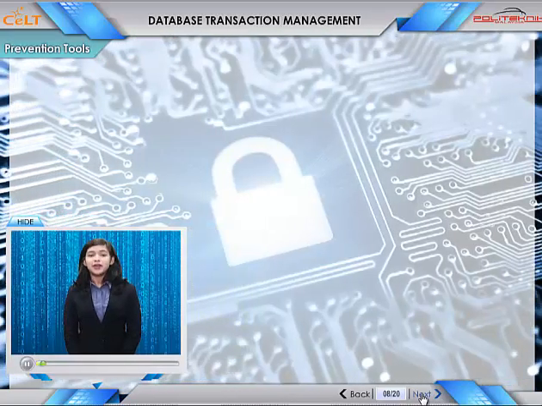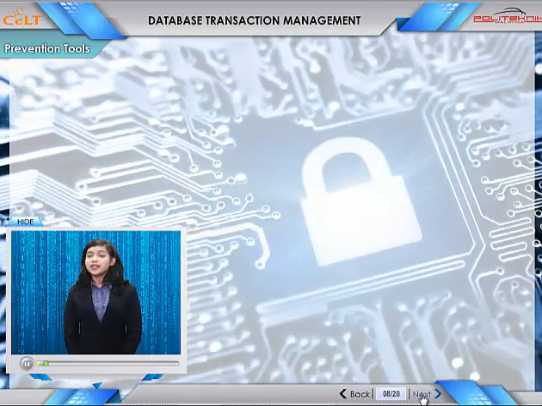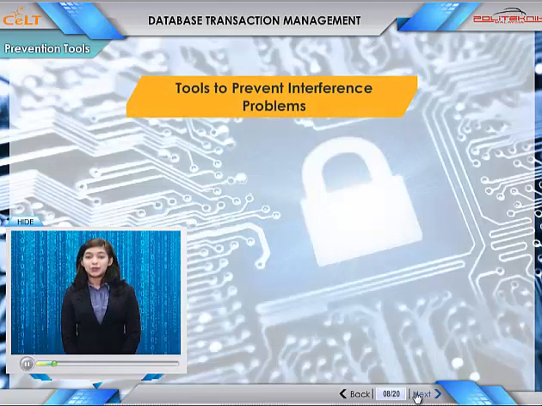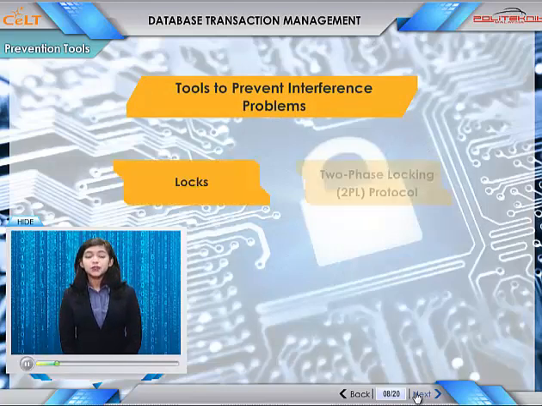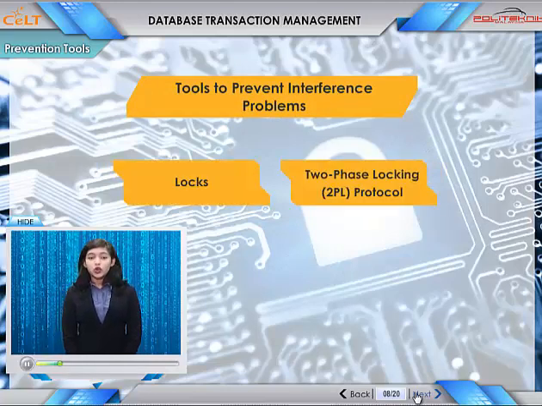We have learned about interference problems arising from simultaneous access to a database. Now, let's examine the tools for preventing these problems: locks and two-phase locking protocols, known as 2PL. Click on each button to learn more.